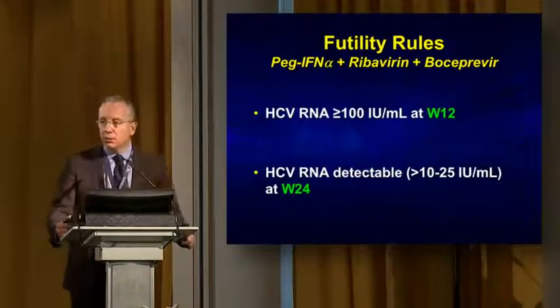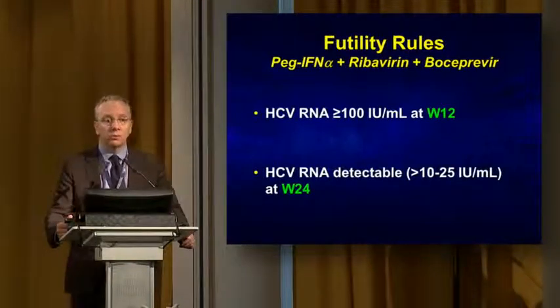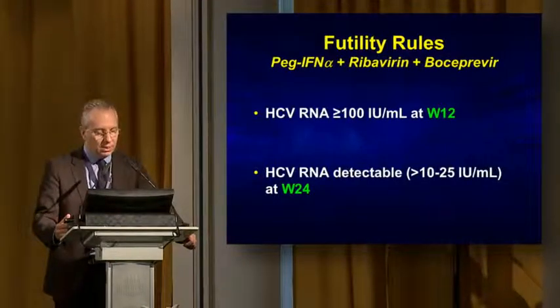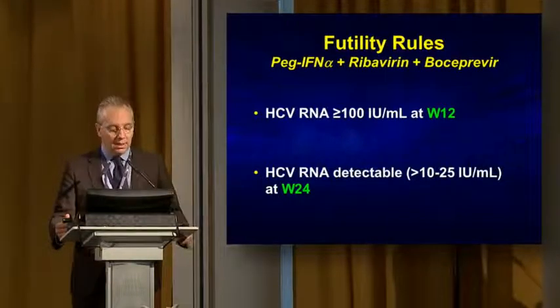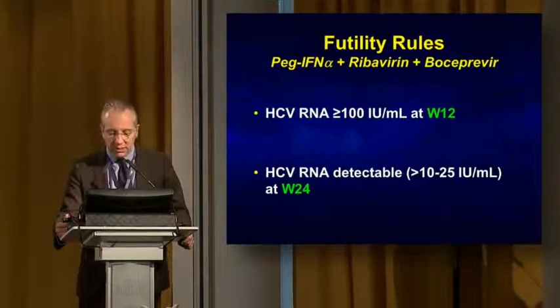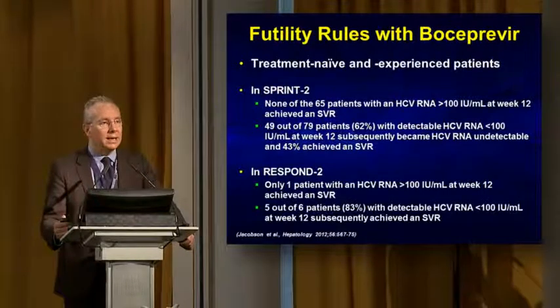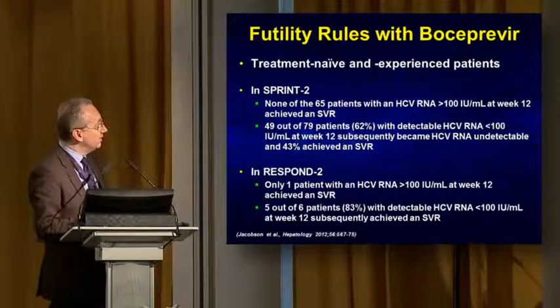There are futility rules as well, stopping rules. They are a little bit different from the stopping rules with telaprevir. I told you that for telaprevir, the threshold for stopping treatment was an HIV RNA above 1,000 at week 12. For boceprevir, it is an HIV RNA above 100 IU per ml at week 12, or an HIV RNA which is detectable at week 24. And this has been again validated in a retrospective study, including treatment-naive and experienced patients.